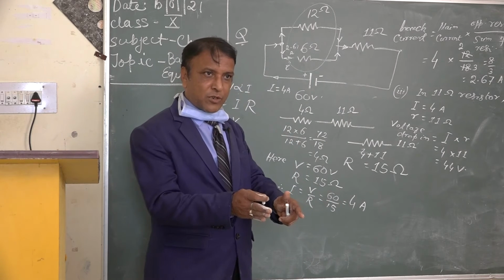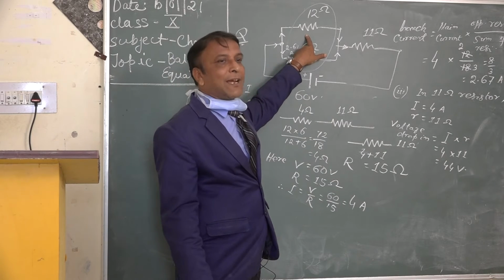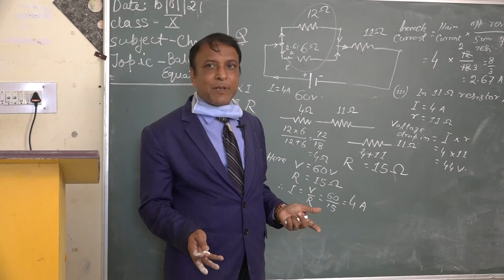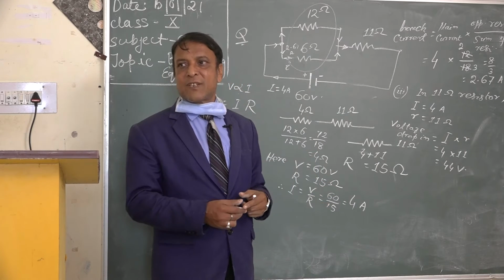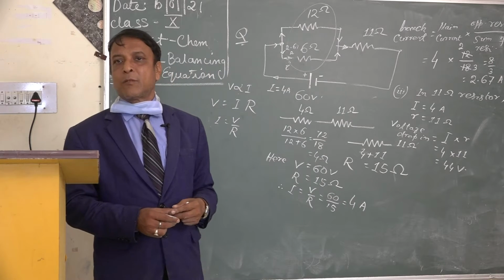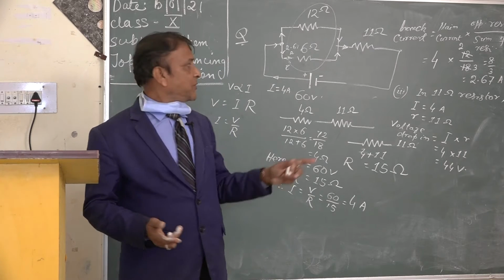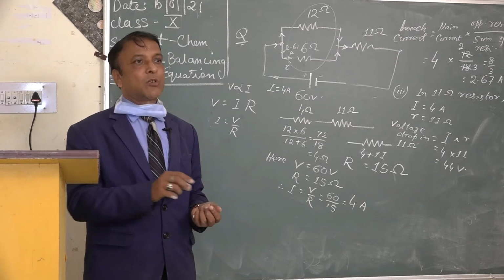That 16 volt will be received by the 12 ohm as well as the 6 ohm. Why will both get the same? Because they are in parallel connection. So if the question is extended, asking what amount of voltage the 12 ohm and 6 ohm will get, both get 60 minus 44, that is equal to 16 volt.